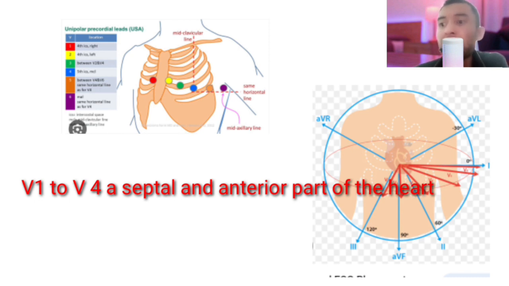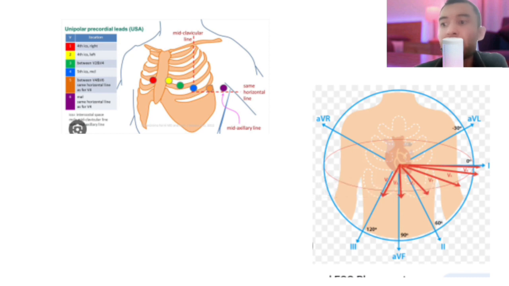The cardiac axis refers to the average direction of electrical depolarization through the ventricles. In healthy individuals, this average direction is somewhere between -30 and positive 90 degrees.